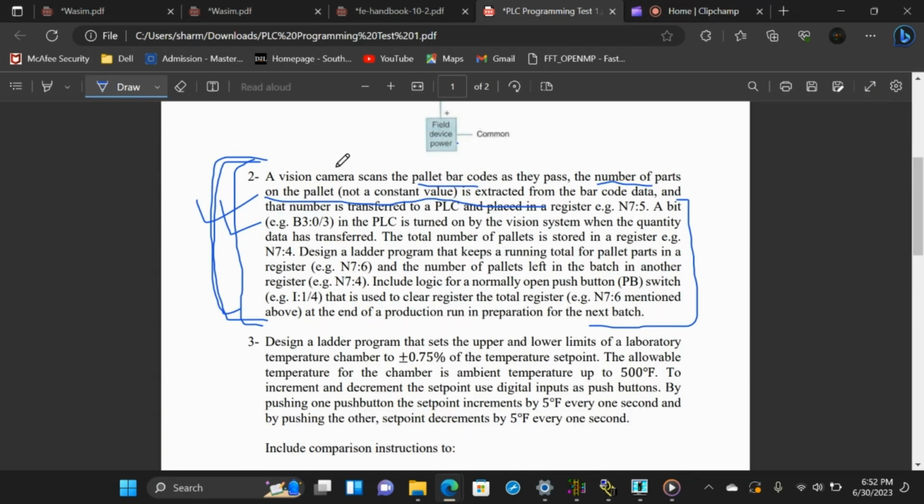In this video, I'm going to describe a PLC system which performs the function of question number 2. So here in question number 2, a vision camera scans the pallet barcode first, and the number of parts on the pallet is extracted from the barcode data. This remaining function is being performed with the help of my PLC system. So let me go directly into the PLC system.